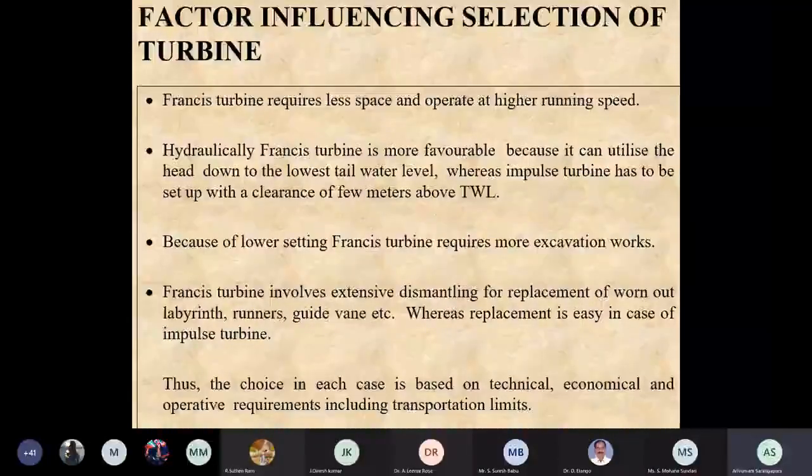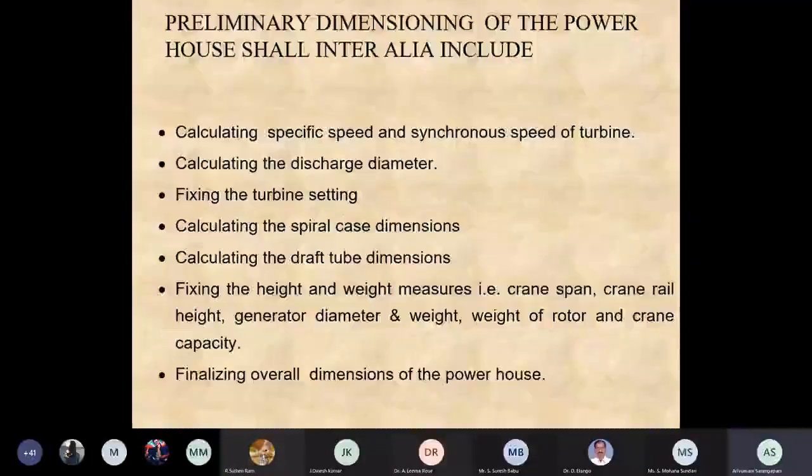These are some of the factors we use to decide which type of turbine to use, whether it is feasible for you, whether it is economical for you, and whether it is okay to select for your project. And these are the preliminary dimensional calculations for the powerhouse. How to calculate the turbine size, spiral case size, draft tube size, height of the lifting of the generator, and other things. These are all factors that affect the finalization of the dimensions of a powerhouse.